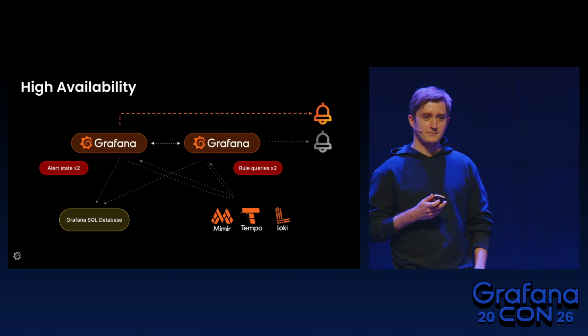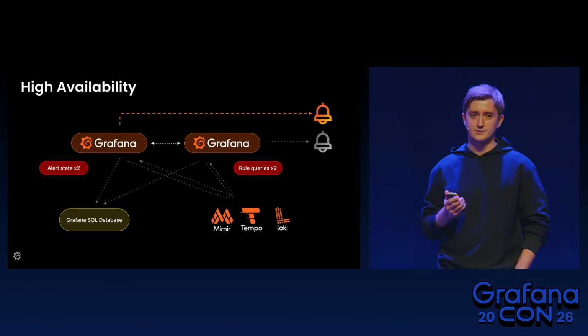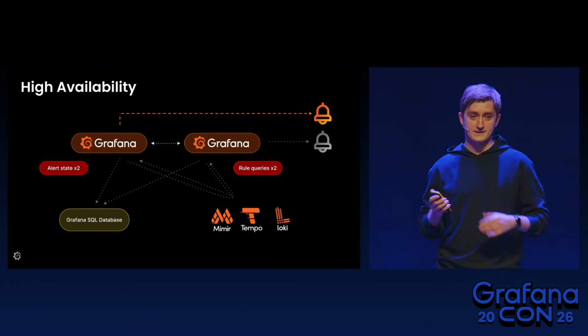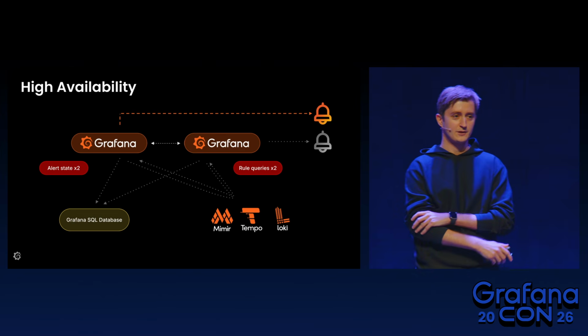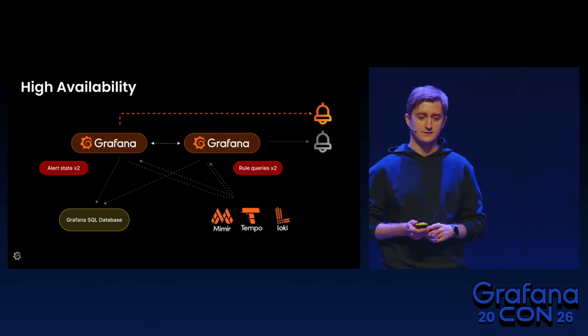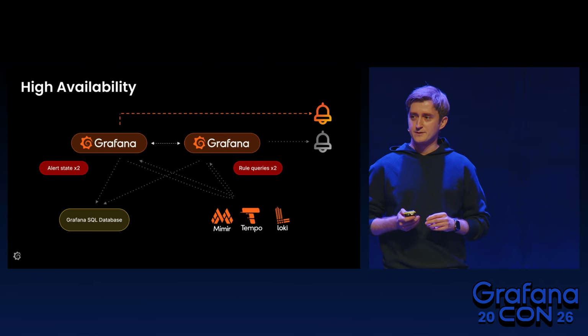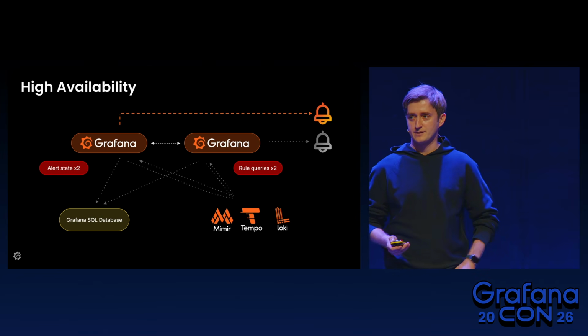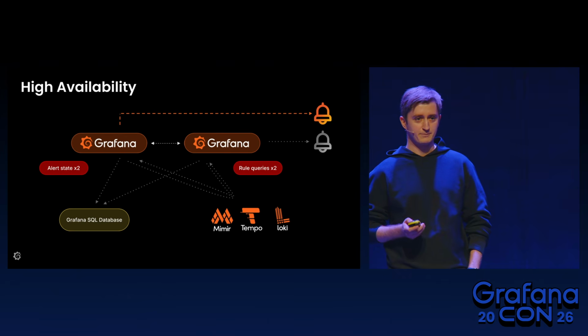But it also means that both of them evaluate all alert rules independently. So your data source cluster and your database are getting hit twice for the exact same rules. And it all compounds. If you start 5 Grafanas, you'll get 5 times the load. And Grafana needs to save alert state after each evaluation, so that's often where we feel the pain first.